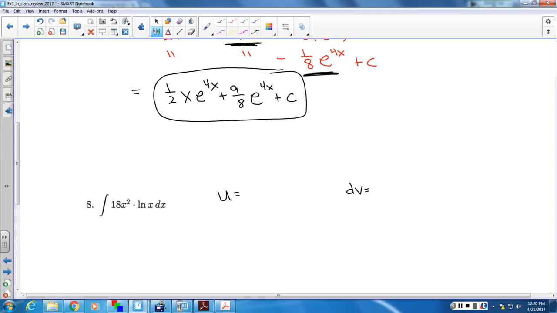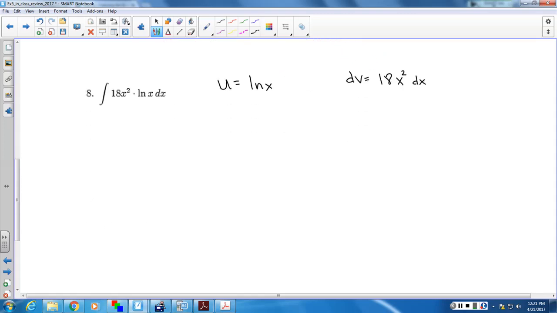Anytime there's a natural log in the problem, it's always going to be your u. So dv is going to be everything else. The derivative of my u, I get du equals 1 over x dx. And I'm going to integrate to find my v. So I get 18x to the third divided by 3. So v is going to equal 6x cubed.